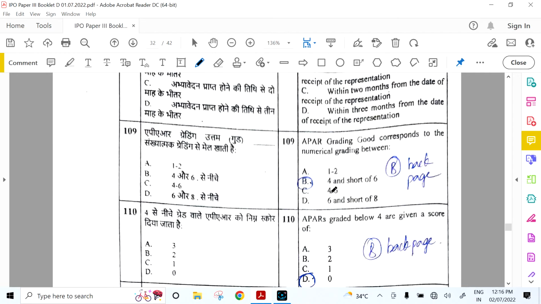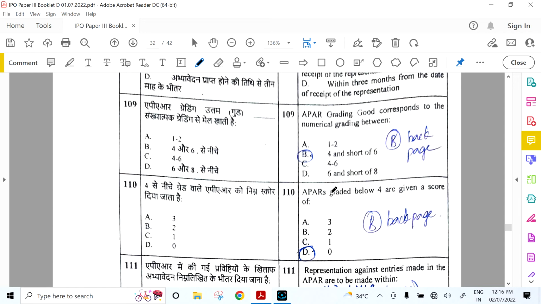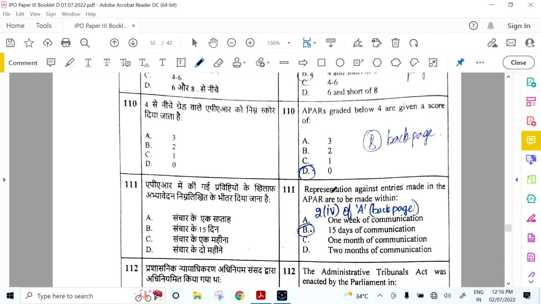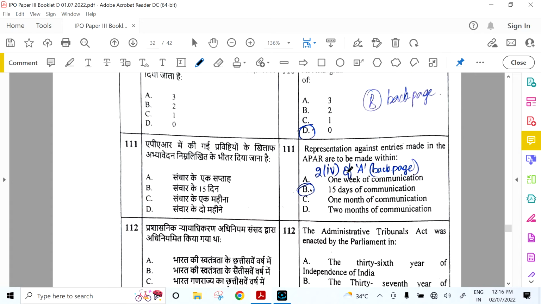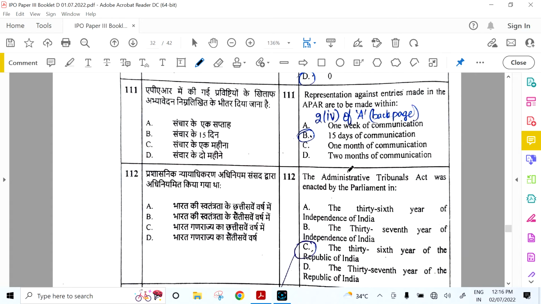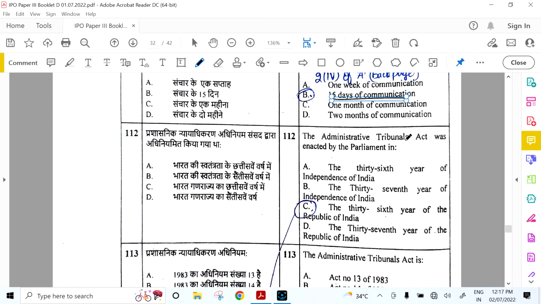APAR grading Good corresponds to numerical grading A and a score of 6. Then APAR grading graded below 4 is given a score of D, that is 0. Representation against entries made in APARs is to be made within 15 days of communication. Clause 2.4 on the back page you will find on the APAR.